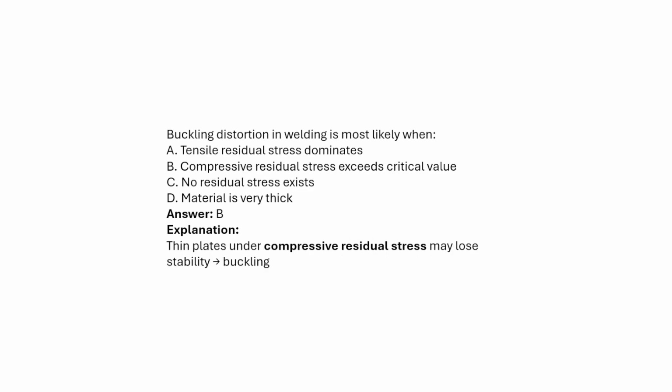Buckling distortion in welding is most likely when tensile residual stress dominates, compressive residual stress exceeds the critical value, no residual stress exists, or the material is very thick. The option will be B, compressive residual stress exceeds the critical value. Thin plates under compressive residual stresses may lose stability, resulting in buckling.